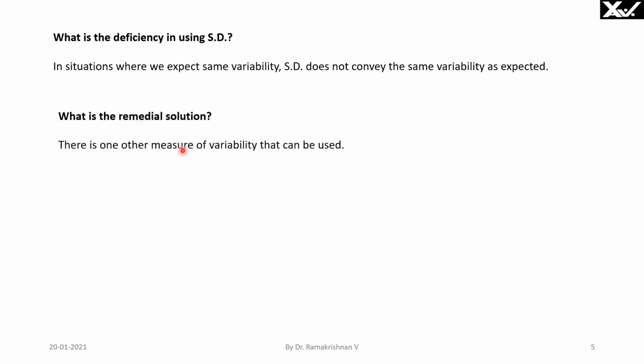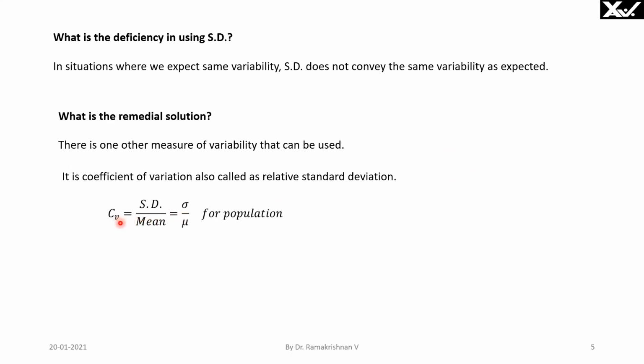There is one more measure of variability called coefficient of variation. It is also called relative standard deviation. It is nothing but the ratio of standard deviation over the mean. So coefficient of variation is equal to standard deviation divided by mean. For population, it is sigma by mu, and for sample, it is capital S by X bar.